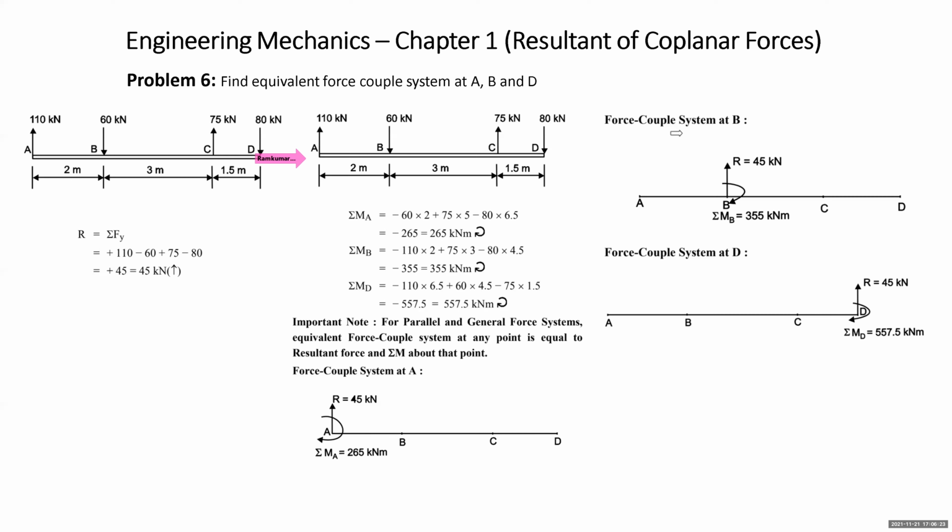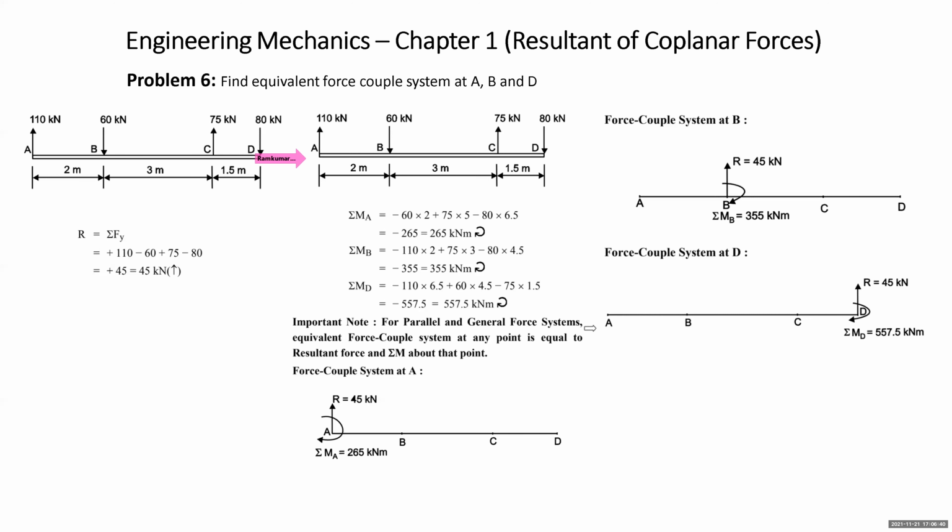Now the equivalent force couple system at B. On B, put the resultant 45, and then sigma MB, 355 kilonewton meter. Force couple system at D: draw a diagram in a symbolic way. At point D, 45 kilonewton up, and sigma MD 557.5 kilonewton meter. Like that.